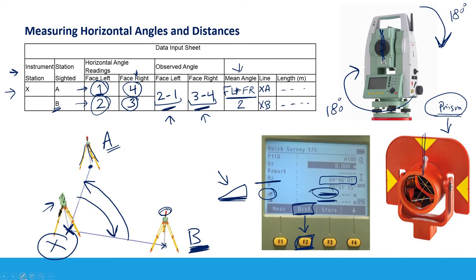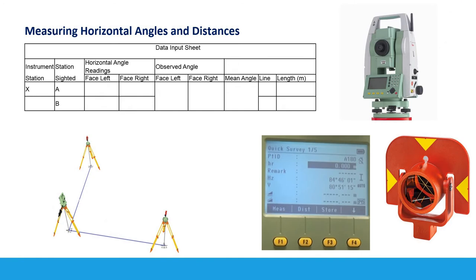Okay, so now let me clean everything, and then let me summarize the whole process in a very simple way, guys. Your total station is over X. You need to calculate the horizontal angle between A and B. You will sight station A, and then you will write down the horizontal angle value here. This is the first measurement. And then you will sight station B. You will write the face left over B here. This is the second measurement.